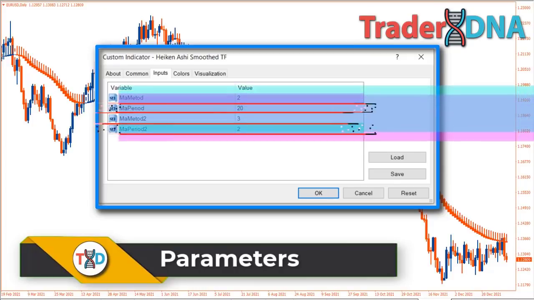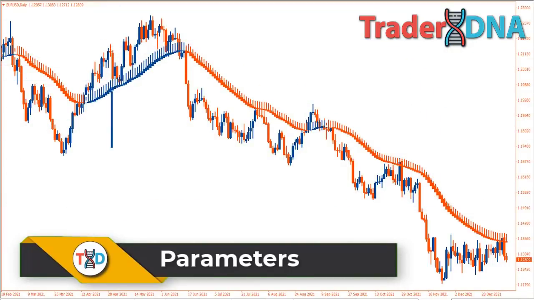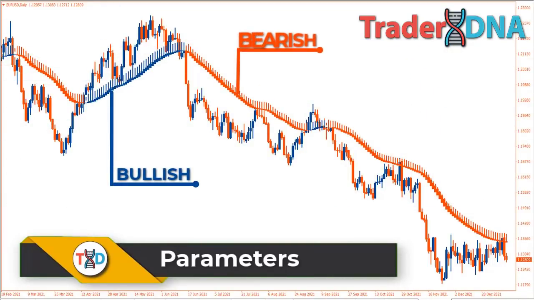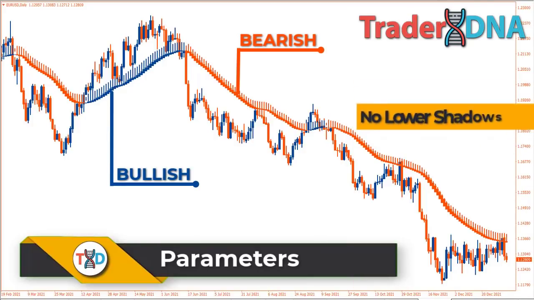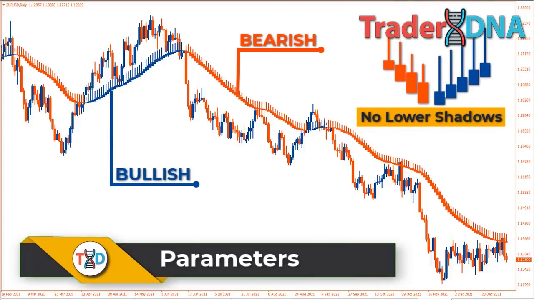You can also identify the colors of the candles. Up bullish candle: blue. Down bearish candle: red. One of the key characteristics of the Heiken Ashi smoothed candlestick is that usually, both in an uptrend or downtrend, the candles have very little, but in most cases no, lower shadows, while they pose extreme upward or downward.